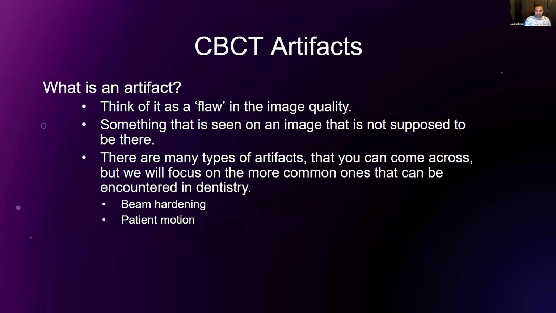So the very first thing we're going to talk about is CBCT artifacts. Now, in radiologic terms, artifacts refer to something seen on an image that is not really supposed to be there, or we can think of it as a flaw in the image quality. And what these artifacts tend to do eventually is degrade the image quality, and as a result, they make it difficult for interpretation. Now, as I mentioned before, there's numerous types of artifacts that can be encountered in radiology. Some are related to the machinery, some can be related to the software, and some even patient-related. But for the purposes of this presentation, we'll cover 2 of the more common types of artifacts that we can come across in dentistry, and they are namely beam hardening artifacts and patient motion artifacts.